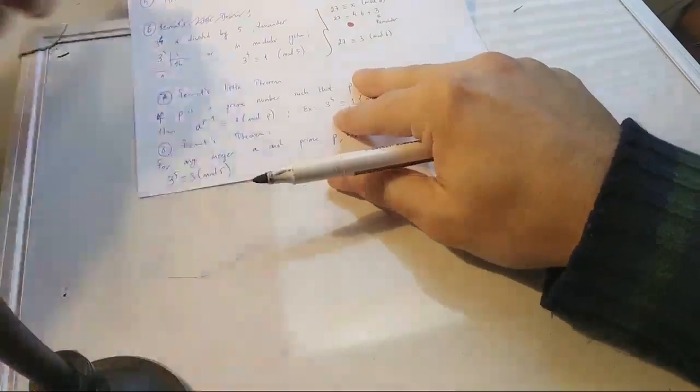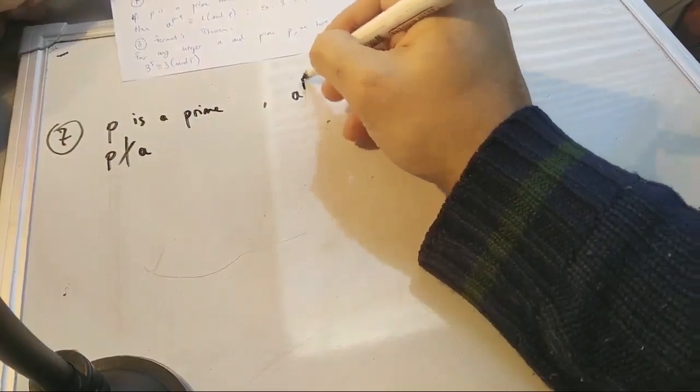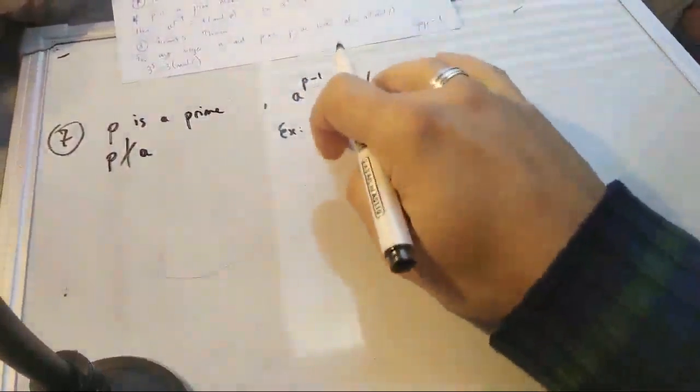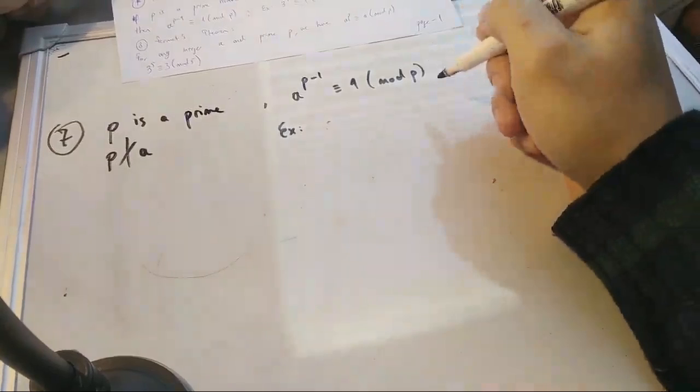Let me write it first. The theorem: p is a prime, and a is not divisible by p. So in this case, we can say a to the power of p minus 1 is congruent to 1 in mod p. For example, as a prime, I will take 5.